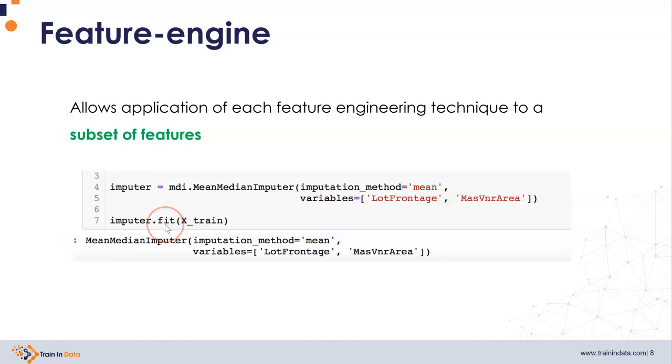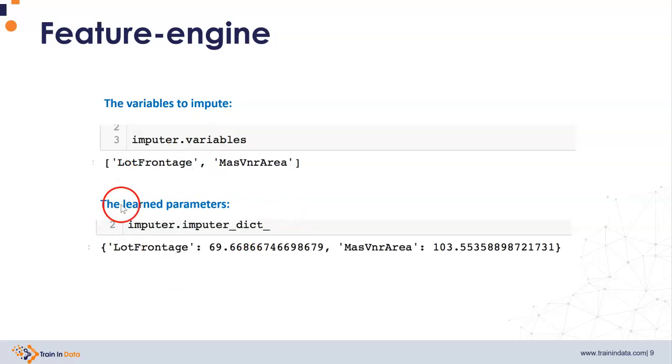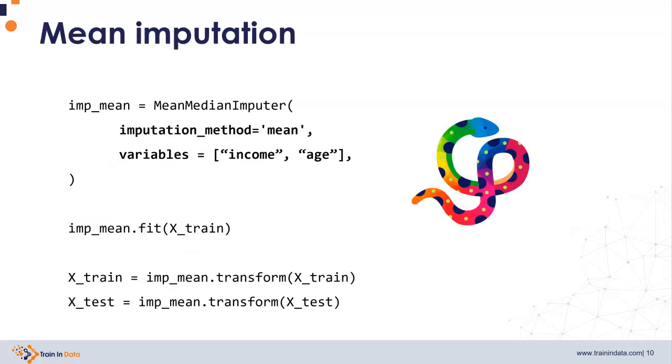Then with fit, we learn the mean for the variables that we indicated here, and we can see the learned parameters in the imputer dictionary attribute that is generated after fit. Here, for example, we see for this variable we have this mean value, and for this other variable we have this other mean value. And with transform, we then modify the variables. So the workflow for Feature Engine is very similar to that from Scikit-learn. We will first instantiate the transformer, then fit the transformer to the train set, and then with transform, we modify the train set, the test set, and also all future data.